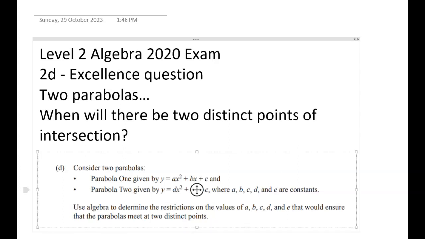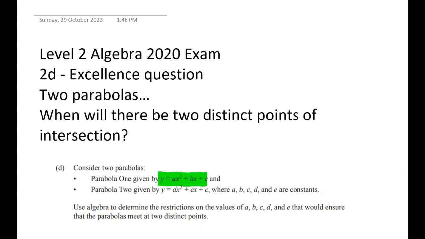Right, consider two parabolas. Parabola 1 has this equation, y is equal to ax squared plus bx plus c, and parabola 2 is given by this equation, y is equal to dx squared plus ex plus c. So we're given those two parabolas in expanded form, and we know from level 1 tables, equations and graphs that the most useful piece of information that we get out of expanded form is the y-intercept, right? So we don't know very much yet about these parabolas, but it's our job to find some stuff out.